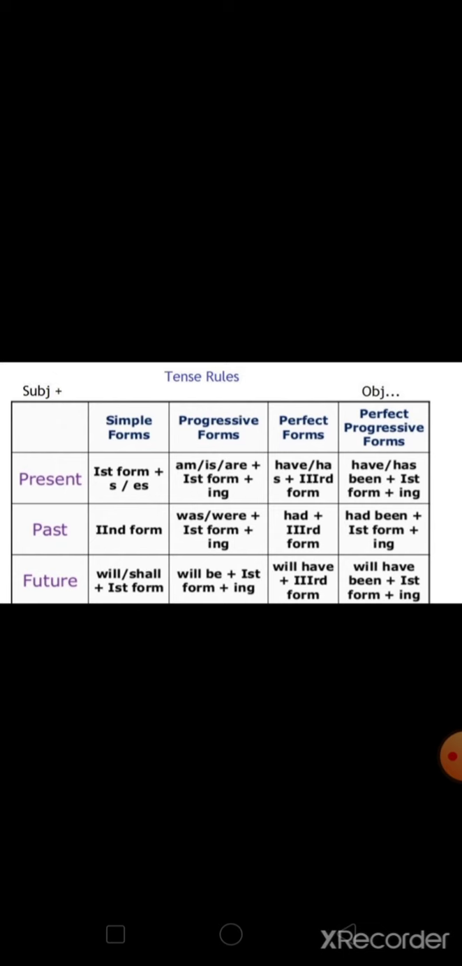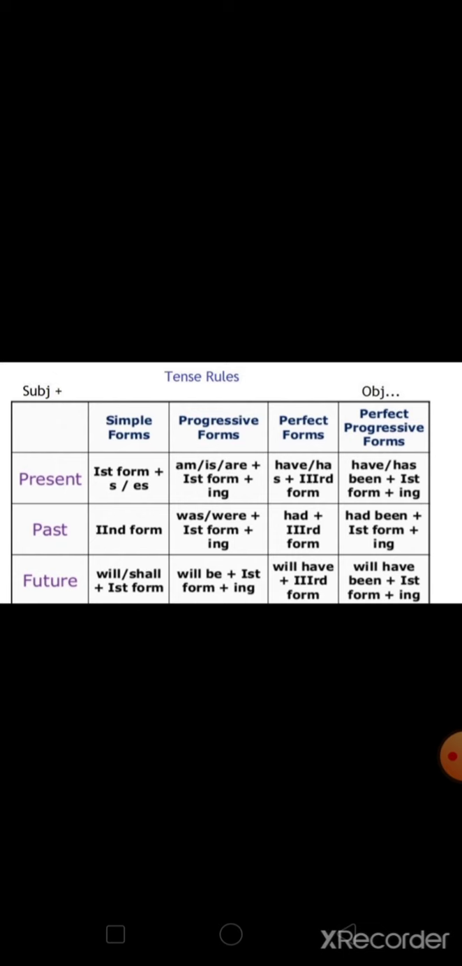As you already know, tenses are a basic part of the English language, right? If you know the correct use of tenses, you can write very well and you can make your own paragraphs, and your writing will be very good, right? So let's move on.